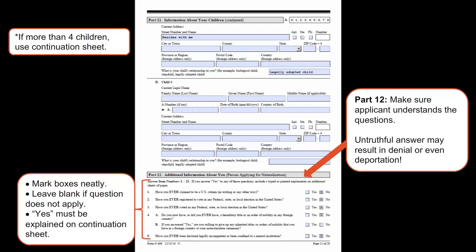In the interest of time, I will not go over each and every question in Part 12, but I will highlight some common questions that may often entail yes responses and how to answer those situations.